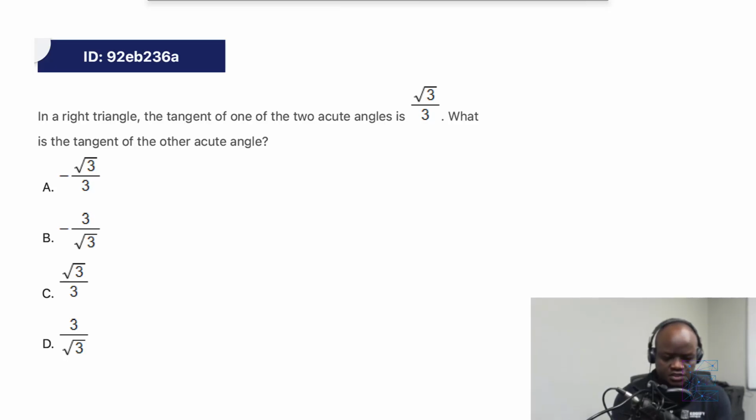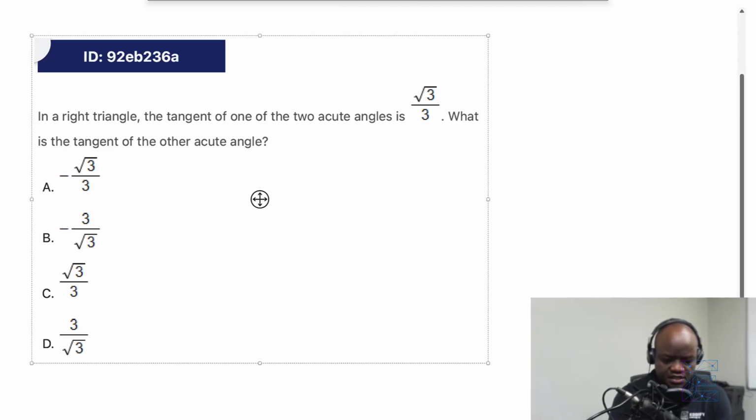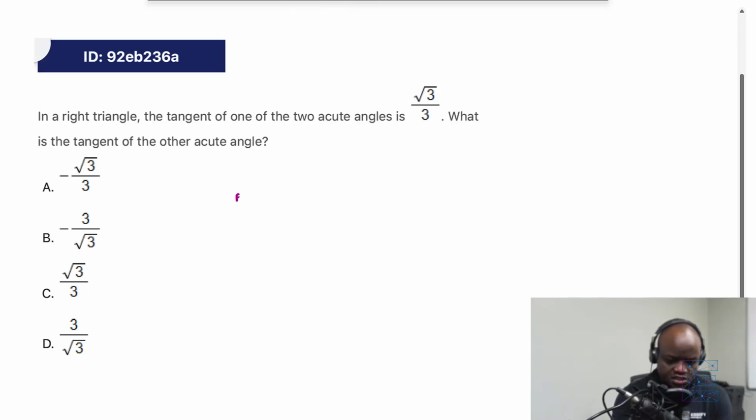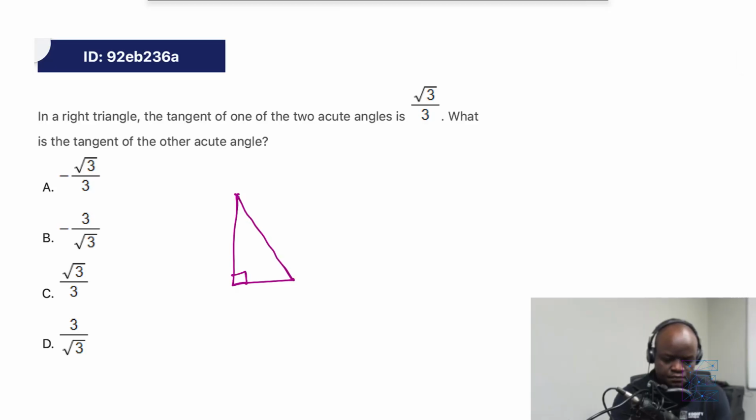So for this question, let's start out by sketching a right triangle like so, and we'll just make the angle up here our angle of reference. Now, since we're told tangent is √3/3, remember tangent is opposite over adjacent. So we can say that opposite our reference angle is √3, adjacent to it is 3.